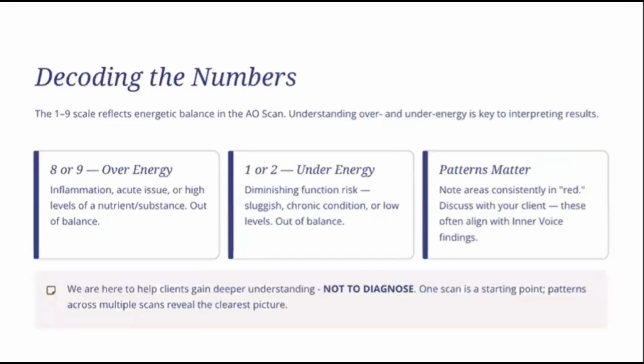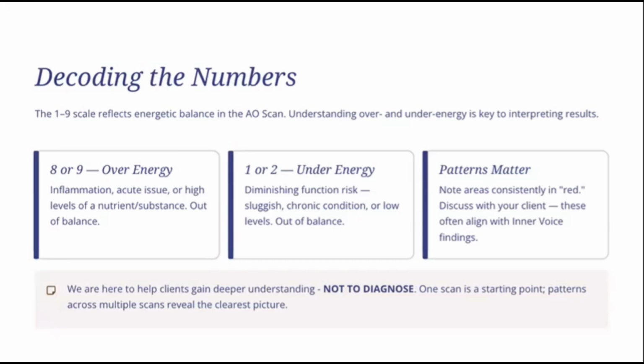So decoding the numbers, this is always a bit of a sticking point sometimes for people when we start to use the AO scan, and it can be a little confusing. We have the number scale of 1 to 9, and it's important to understand in our AO scan journey. In the world of kinesiology, we often refer to something as having an over energy or an under energy. So we can think of the 8 or the 9 as an over energy and the 1 or the 2 as an under energy. And I'll explain a little bit more what I mean about that.